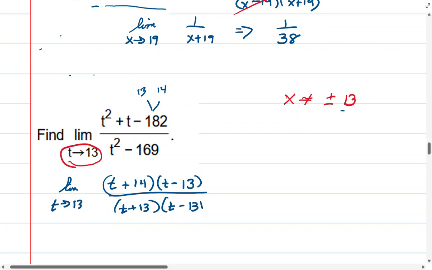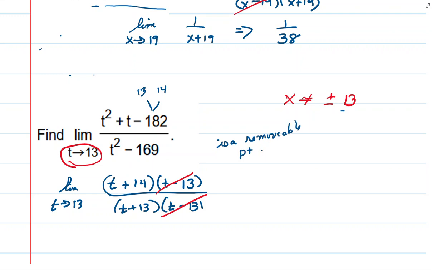Well, I mentioned that we can't have 13, but the only way I'd have 13 operate as a 0 is if it is input to the original. I would have 0 over 0, which is indeterminate. So in this case, it cancels. So because it cancels, then I know it's a removable point. Okay. Everybody better? Am I saying it more clearly for you?